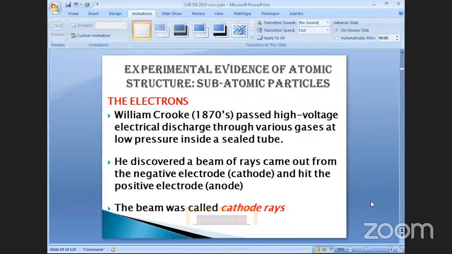As usual in a science experiment, you record your observation. You don't just come to a conclusion from your observation, but you perform different tests on the observation. It is then you can come to an inference or a conclusion that if this is this, then that is that. From the beam of light that he kept observing, moving from the negative electrode and hitting the positive electrode, he decided to call those rays cathode rays, because they were emanating from the cathode and hitting the anode. So that was why he called them cathode rays.